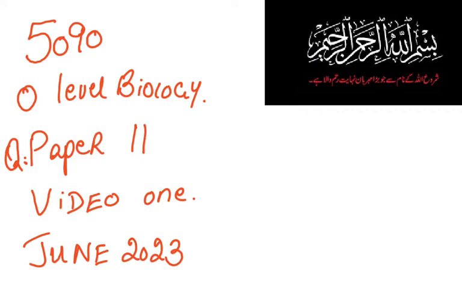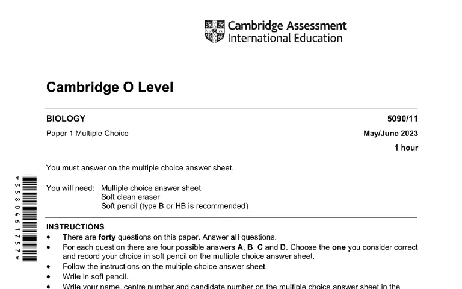Bismillahirrahmanirrahim. We start another paper from the June 23 series, but this is now the O-level biology 5090, and this is the question paper 1-1, which is one of the variants, and we're going to discuss the questions of this paper. As you all know, this paper is for 1 hour, and this is the June 2023 paper.